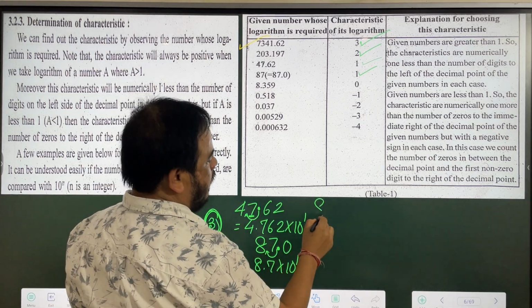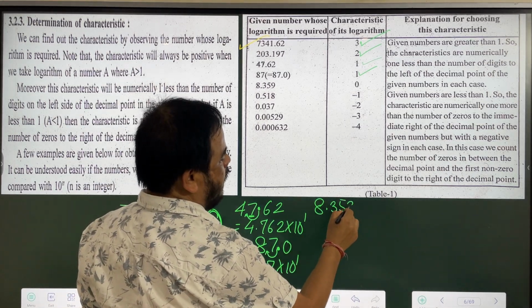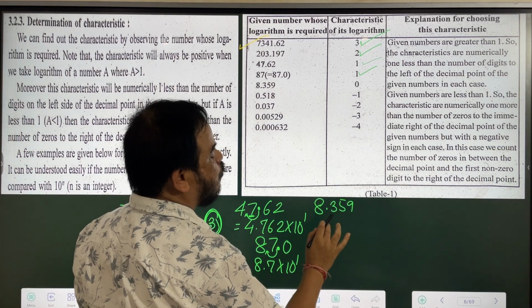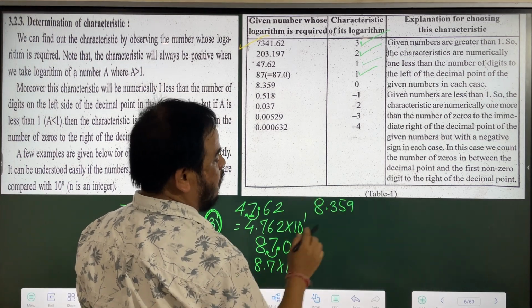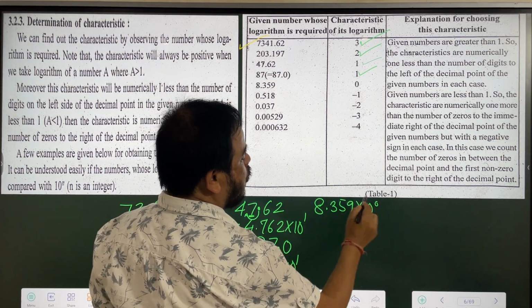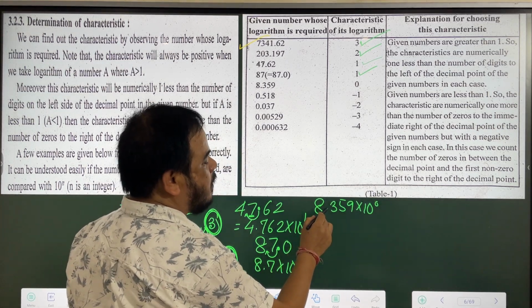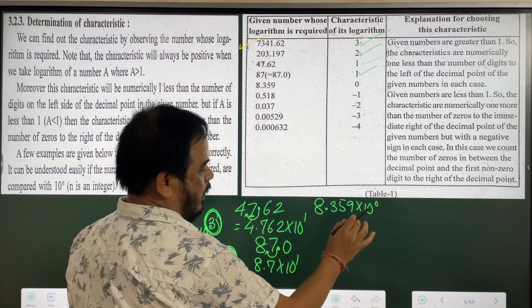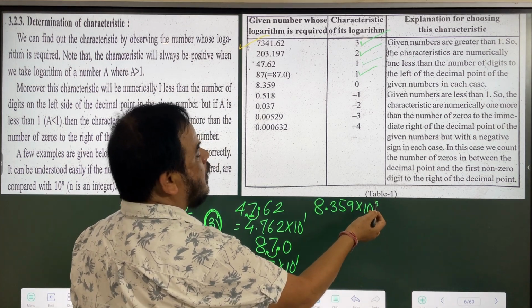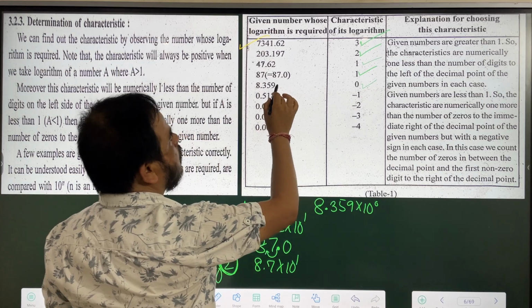8.359. This one you don't have to move because it is already in standard form. So you can just write 10 to the power 0. This is already in standard form because after 1 digit there is the decimal. So we don't have to do anything here. Nothing means 10 to the power 0. So the characteristic is 0 for this one.